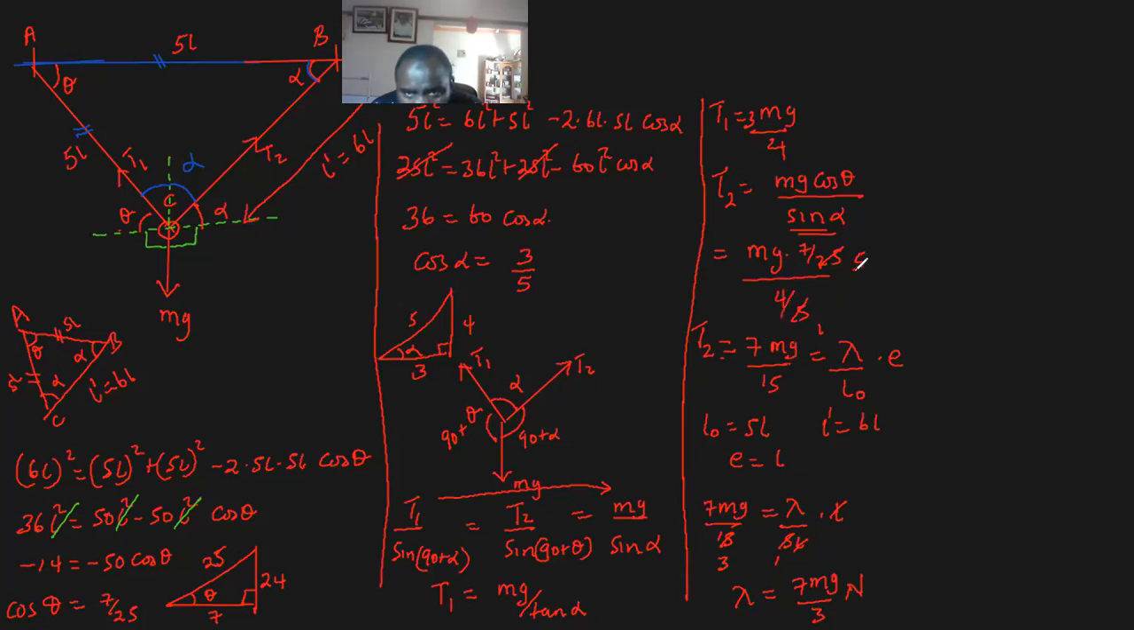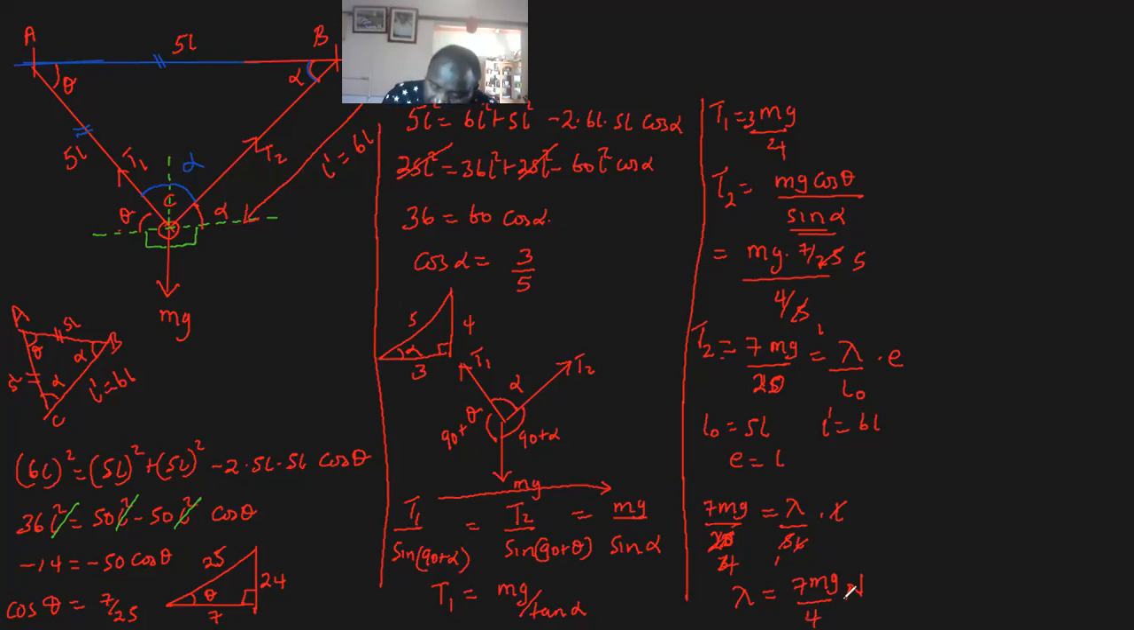So the 4 meets the 5 to confirm a 20. When it confirms the 20, the 20 is divided by 5 to get a 4. And our answer is 7 out of 4 mg. Okay. So you can have that adjustment. Remember, take screenshots all the time.